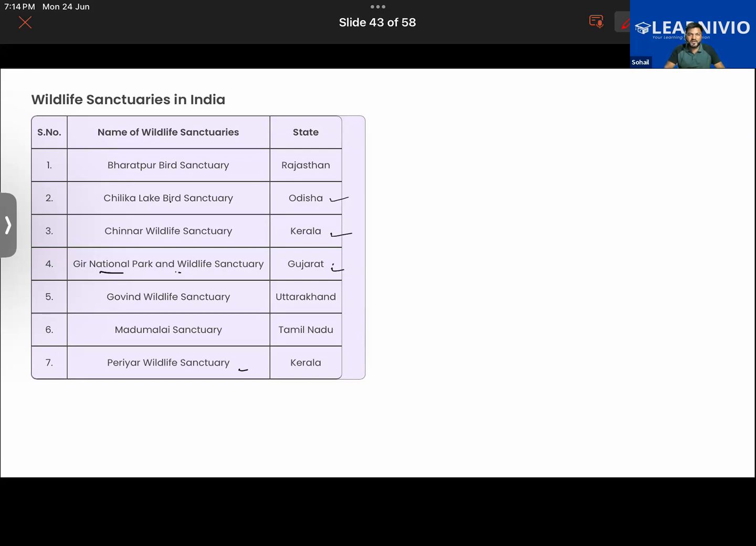One more important wildlife sanctuary is by the name of Bori Wildlife Sanctuary. Can you guys tell me where it is? We have learnt about it. Pachmarhi Biosphere Reserve. Exactly. The name of the state is Madhya Pradesh. Yes, Madhya Pradesh. So these are some of the important wildlife sanctuaries.